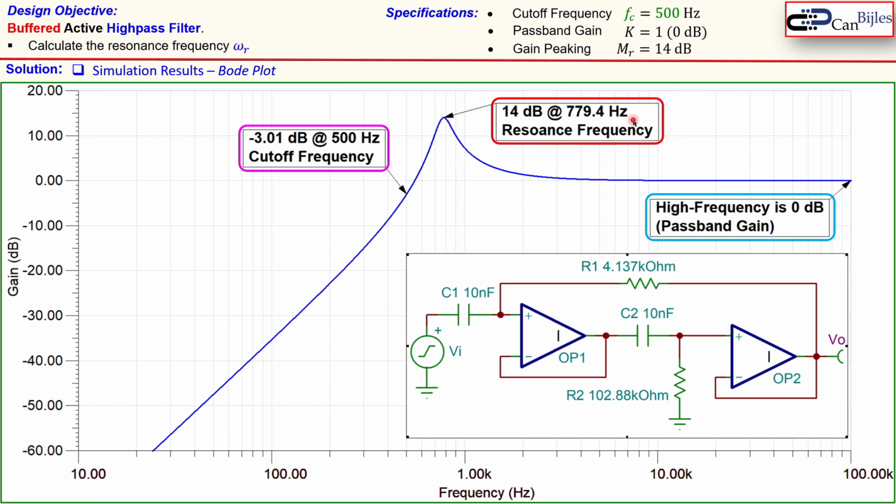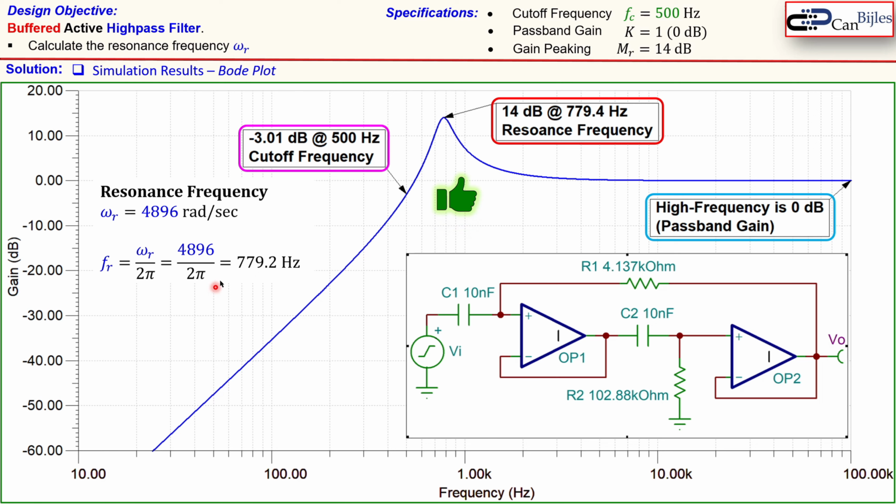Now, at this frequency we have a peaking of 14 dB. So our maximum gain is 14 dB. So we have our MR of 14 dB, which is as we wanted. And this resonant frequency we have calculated, which is actually this. So omega r is 4,896 radians per second. If you convert that to Hertz, using this by 2 pi, you get here 779.2 Hertz, which is very close to what we see in our simulations. This is really just due to rounding off error, so it should be actually exact. So we see that we have met all the specifications and checked our calculations using the SPICE simulations.